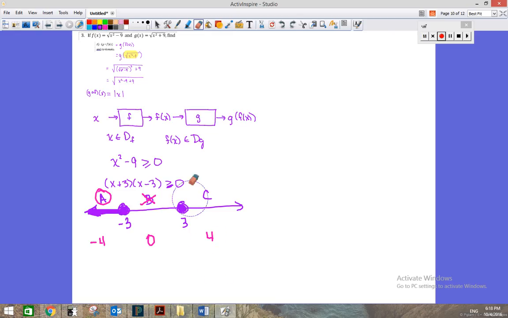Now, what about +4? Well, you can see the symmetry of the -4 and +4. If I have 4 plus 3, that's positive. If I have 4 minus 3, that's positive.